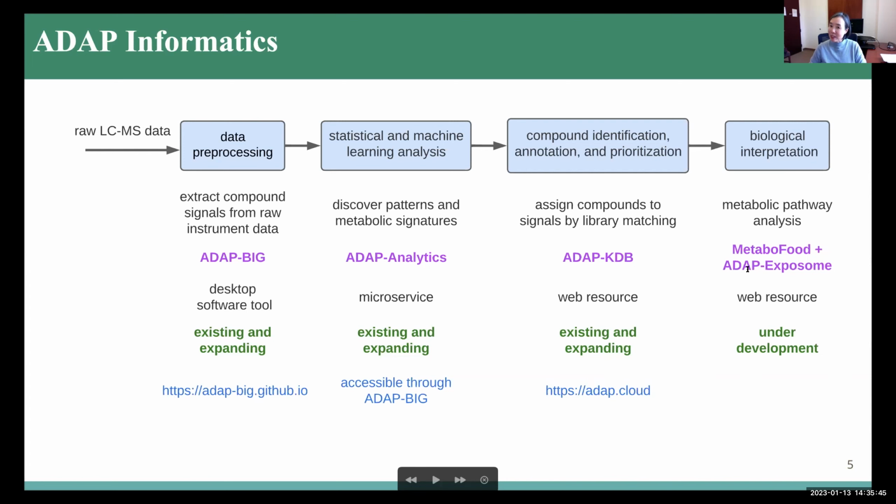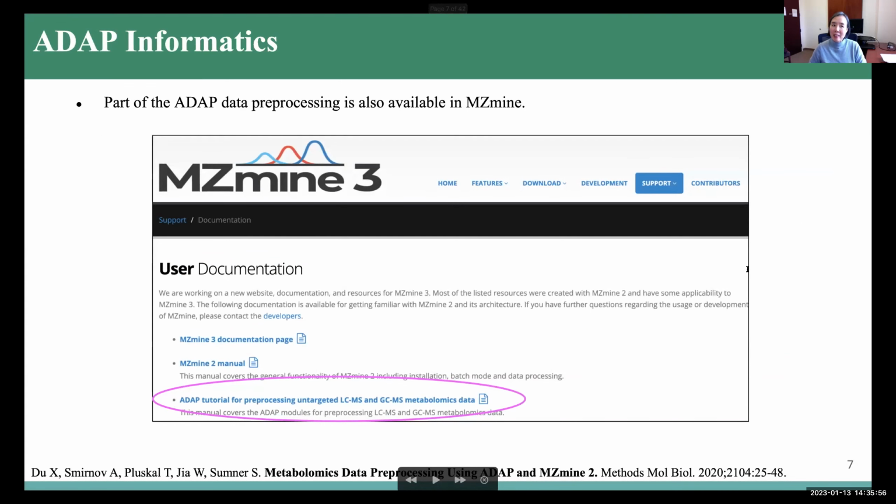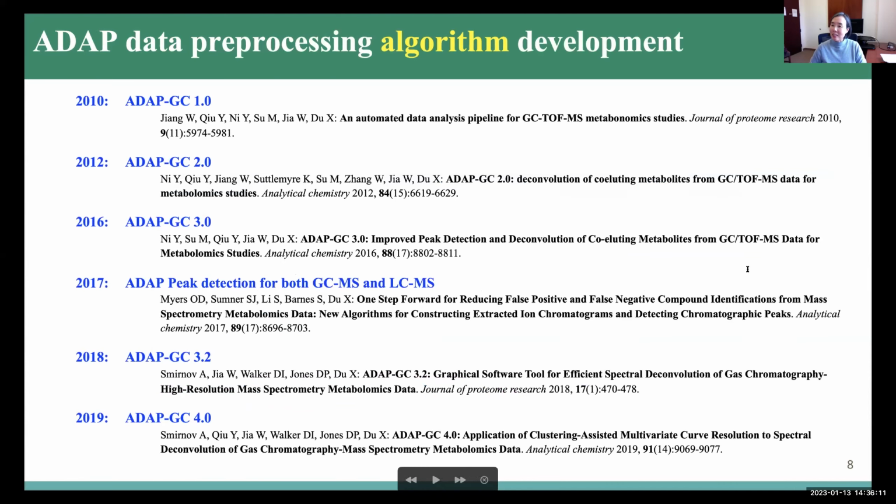Obviously, we don't have time to look into each of these in detail, so we will look a little more closely at ADAP Big, ADAP KDB, and the multiple food resource. With ADAP, we started by developing data preprocessing, and this has been available through MZmine for a number of years. For those of you who are interested, you can read the tutorial and give it a try. The development of our ADAP ecosystem has been ongoing for more than a decade.